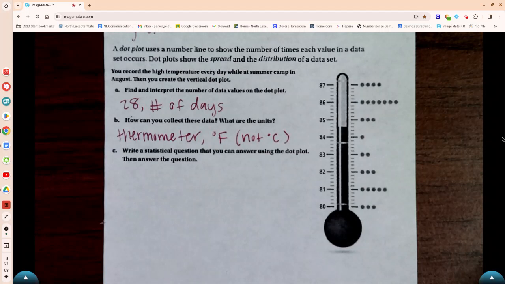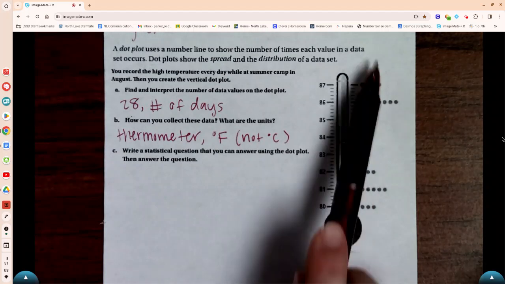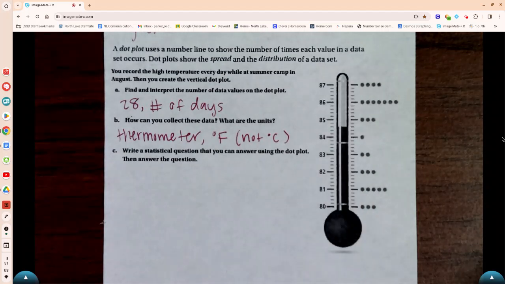Oh, we could ask the temperature of different camps. What if the only data I have is for this camp? What could I maybe ask? Grayson? Yeah, the average high temperature.